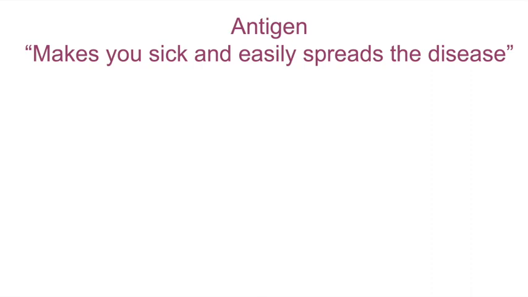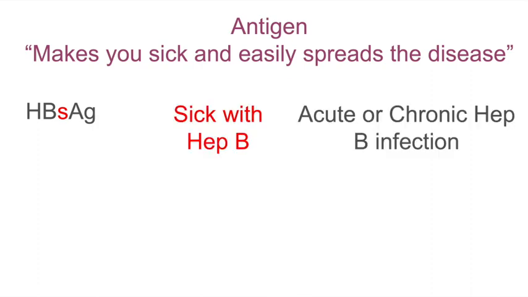So the hepatitis B surface antigen means that you are sick with Hep B. This sickness could be due to either acute or chronic hepatitis B infection. Hepatitis B E antigen means that you easily spread the disease. So, this antigen refers to the replication and transmissibility of hepatitis B.